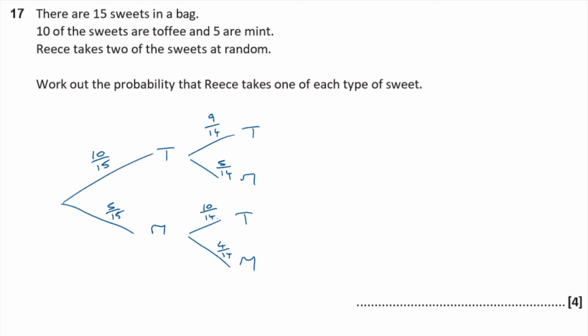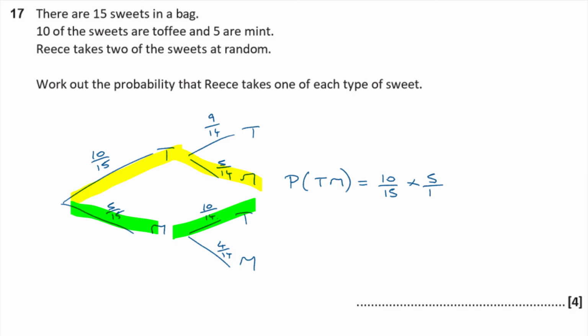Okay, work out the probability that Reese takes 1 of each type of sweet. So which routes are they then? So that is toffee mint, or mint toffee. They're the ones that I want to find, isn't it? So what is the probability of toffee mint? That's going to be my 10 over 15 times my 5 over 14. And what's the probability of mint toffee? That's going to be 5 out of 15 times 10 out of 14. Notice that these are kind of same numbers but just kind of reversed. Okay, so they're going to give me the same value, aren't they, really?